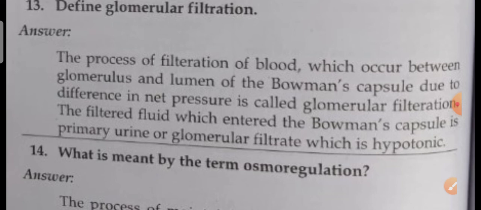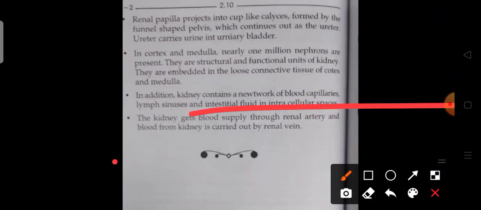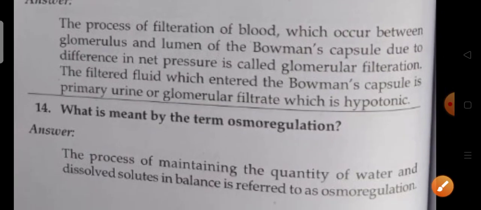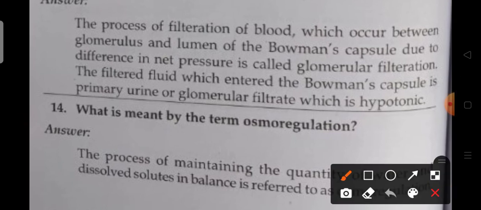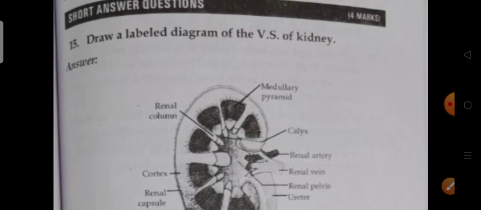Next one is what is meant by the term osmoregulation. The process of maintaining the quantity of water and dissolved solutes in balance is termed osmoregulation. Okay, it will always balance. Maintaining the quantity of water as well as the dissolved solutes in balance is termed as osmoregulation. Clear? So next, coming to the 15th one, draw a labelled diagram of the VS of the kidney.